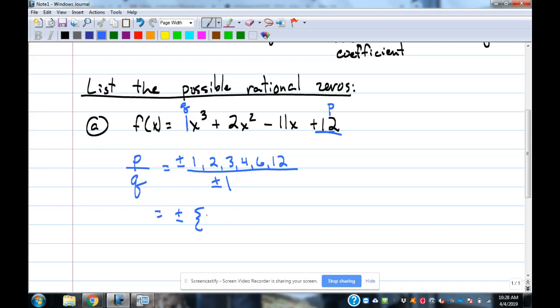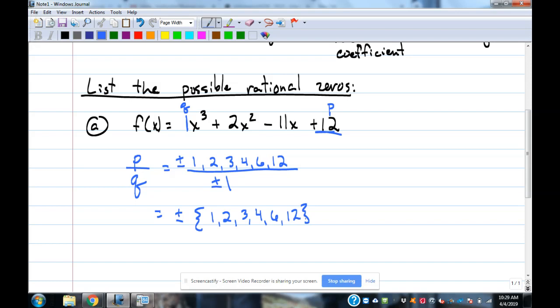Technically, if you looked in a textbook or looked this up online somewhere, you would see them put an individual plus or minus in front of each single number. But we know this means the same thing. So I'm going to let you do some shorthand stuff there. Okay, so 1 divided by 1 is 1. 2 divided by 1 is 2. 3 divided by 1 is 3, and so on. And our possible rational zeros for this particular polynomial are this list of numbers.